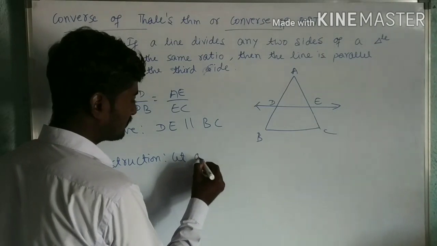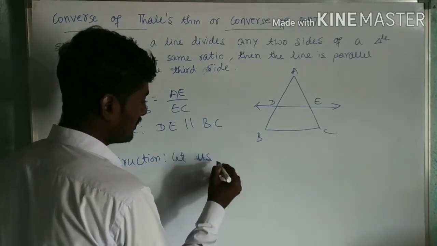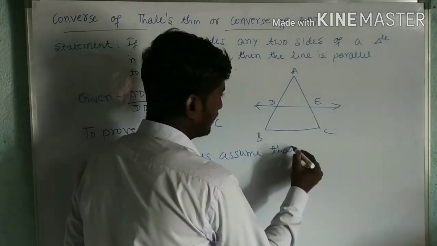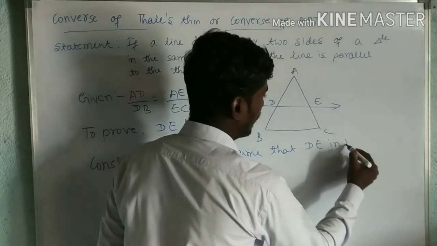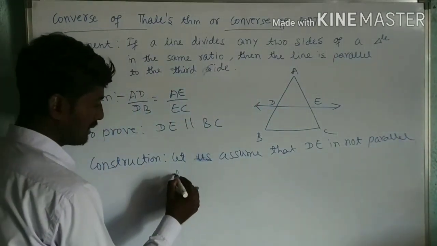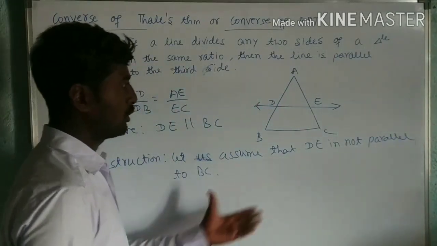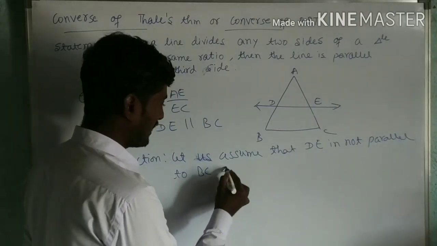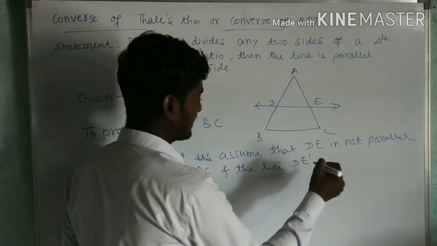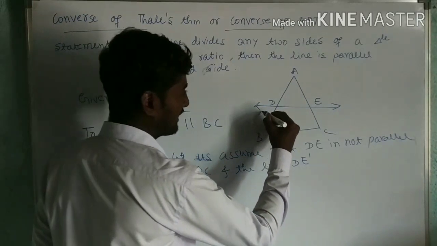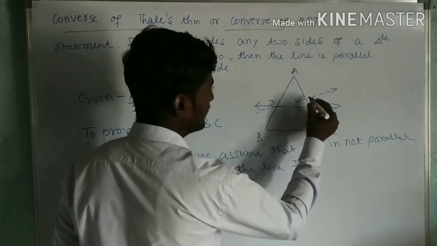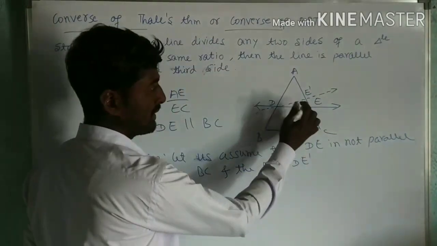Let us assume that DE is not parallel to BC. And now I have to draw the line DE dash parallel to BC. I will take this point as E dash.